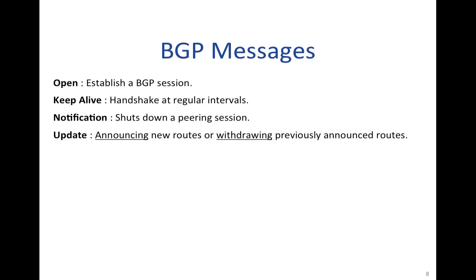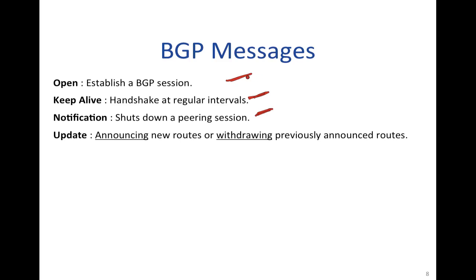Now let's take a look at BGP messages, and then we'll look at the policies that BGP implements. So there are basically 4 types of BGP message. There's an open message to establish a BGP session. There's a keep alive in order to provide a handshake at regular intervals. That's just basically an occasional message to check that the BGP session is still alive between 2 routers that are connected to each other. And there's a notification to shut down a peering session. So these 3, open, keep alive, and notification, are basically the ones that keep the session alive.